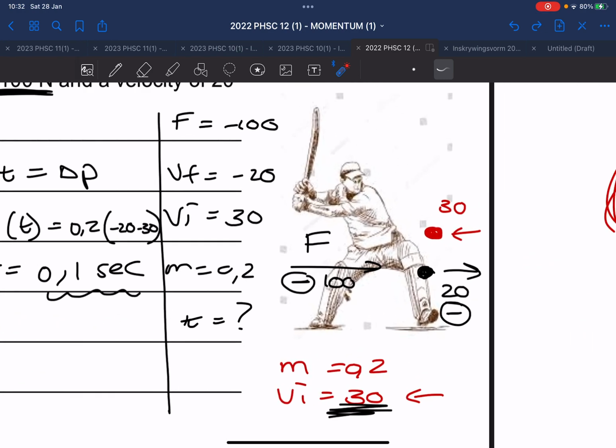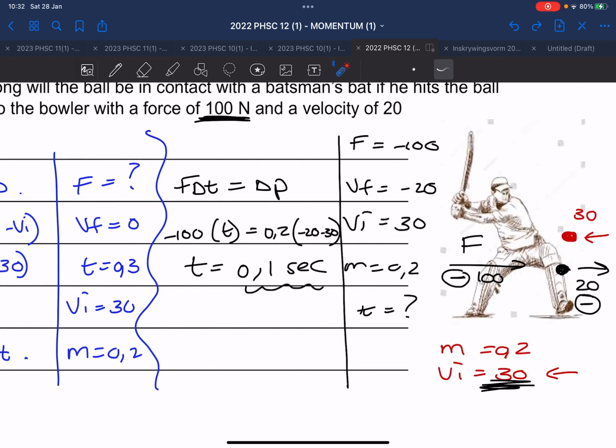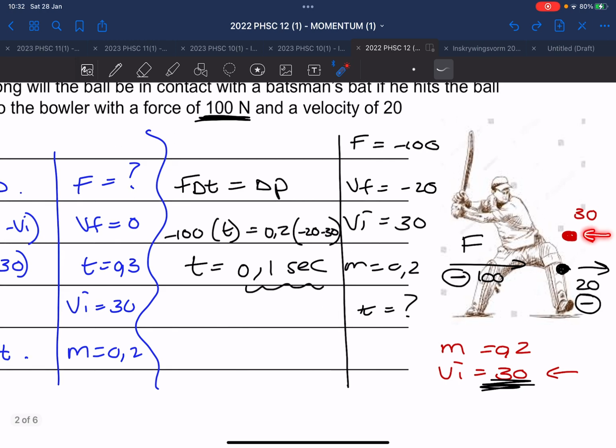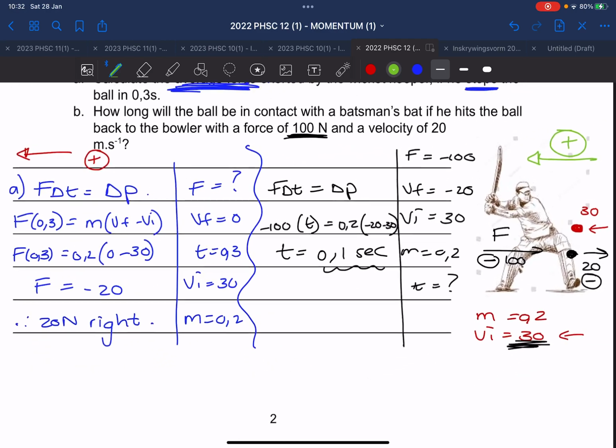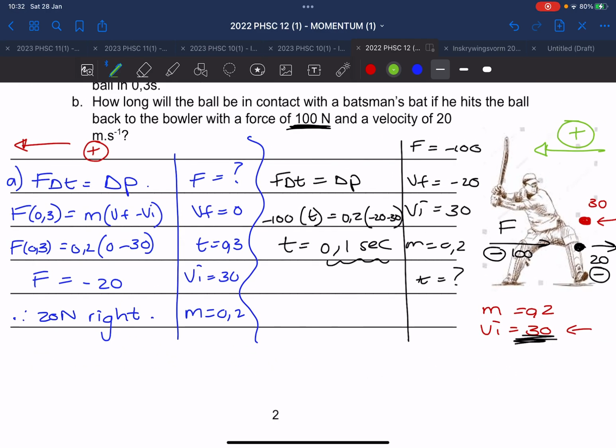Okay, now if you just look at the example here. The ball is coming here. Okay, and it's moving at 30. What must I do if I look at my picture before I start my question? What must I remember to do? Choose the direction to be positive. So because the ball is moving to the left first, I choose to the left to be positive. Okay, so that's why I chose to the left to be positive. Then I also wanted to say another thing.